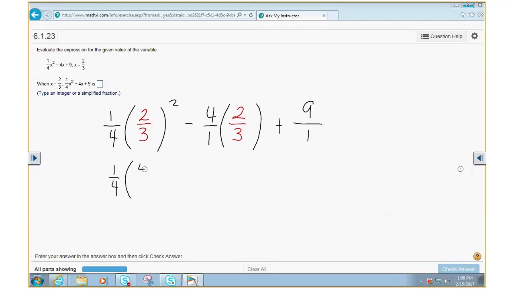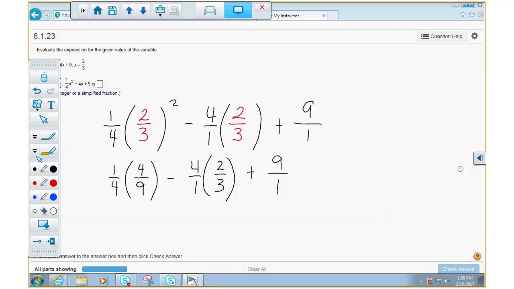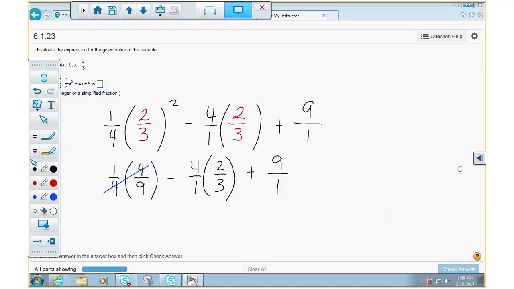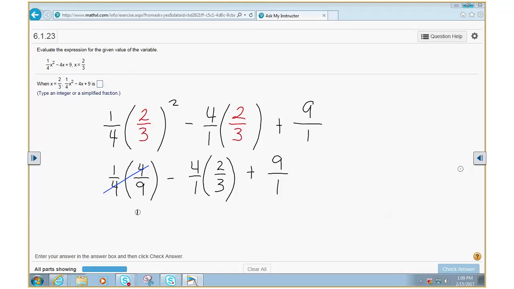So, 1/4 times 4/9 minus 4/1 times 2/3 plus 9/1. And the 4's cancel. And nothing cancels there, so we're ready to write the next step, which would be 1/9 minus 8/9. I'm sorry, that is a 3. I'm getting the common denominator in my head. 9/1. Yep, exactly. That's why I do that and mess myself up.